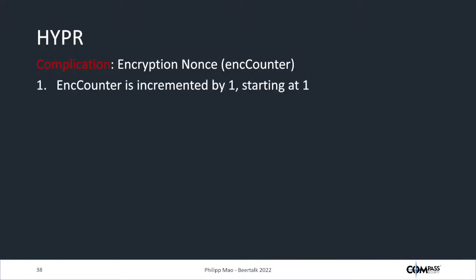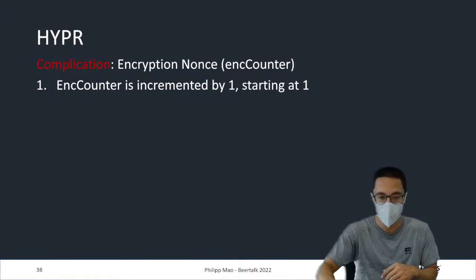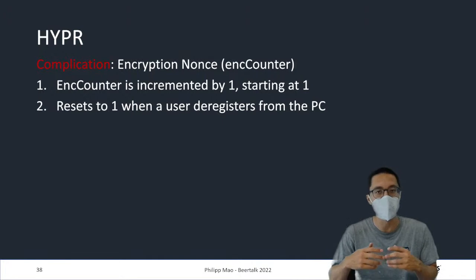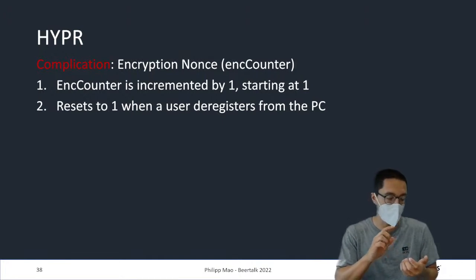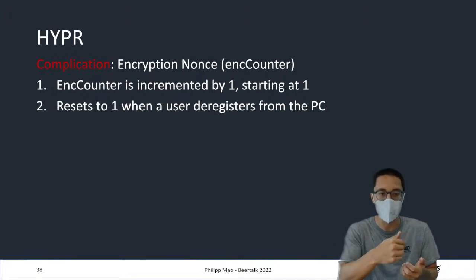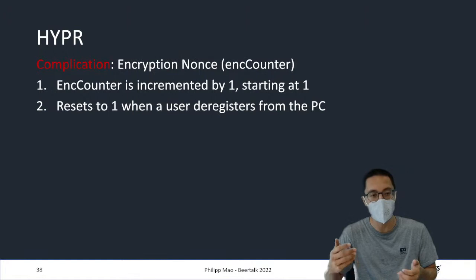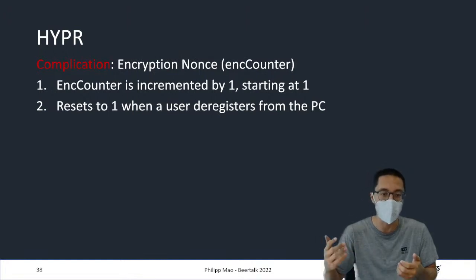Now, fortunately, this value is not a super random value that is never repeated. It actually starts at 1 and is incremented by 1 for every new login flow. And it is reset back to 1 when a user deregisters from a computer. So basically, the user can click on a button in the app to deregister a user-computer combination from his app. And then these registry keys I was talking about earlier will be deleted. And the user is not going to be able to log into that computer with HYPR anymore.